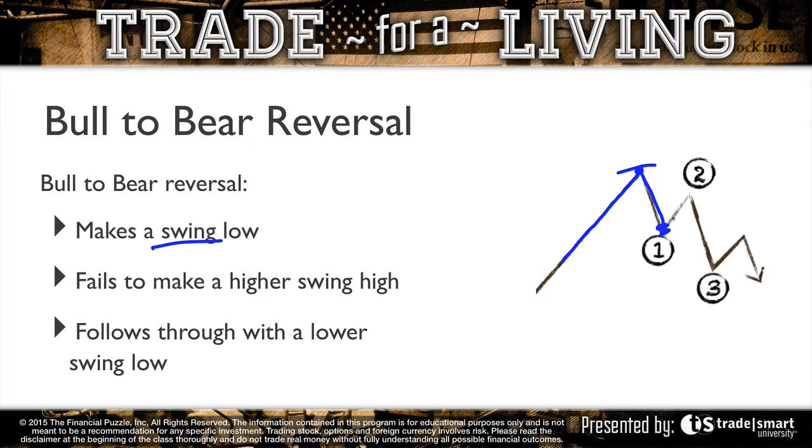There's your first point. Then it rallies, and as it starts to rally, what happens? It can't make a higher high. So it has a failed swing high. So you have a low, you have a lower high, and then the third point is when it starts to make a new lower low, and that becomes your third point here. So it follows through with a lower swing low. When you have that, there's your 3-point bull to bear reversal.